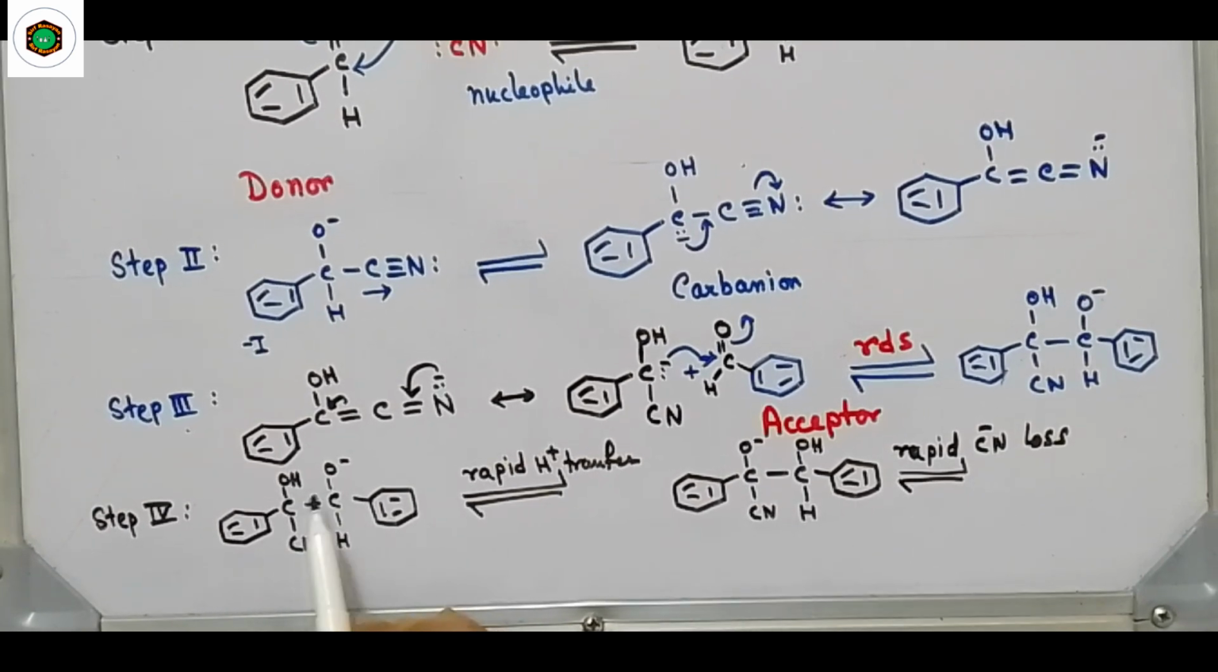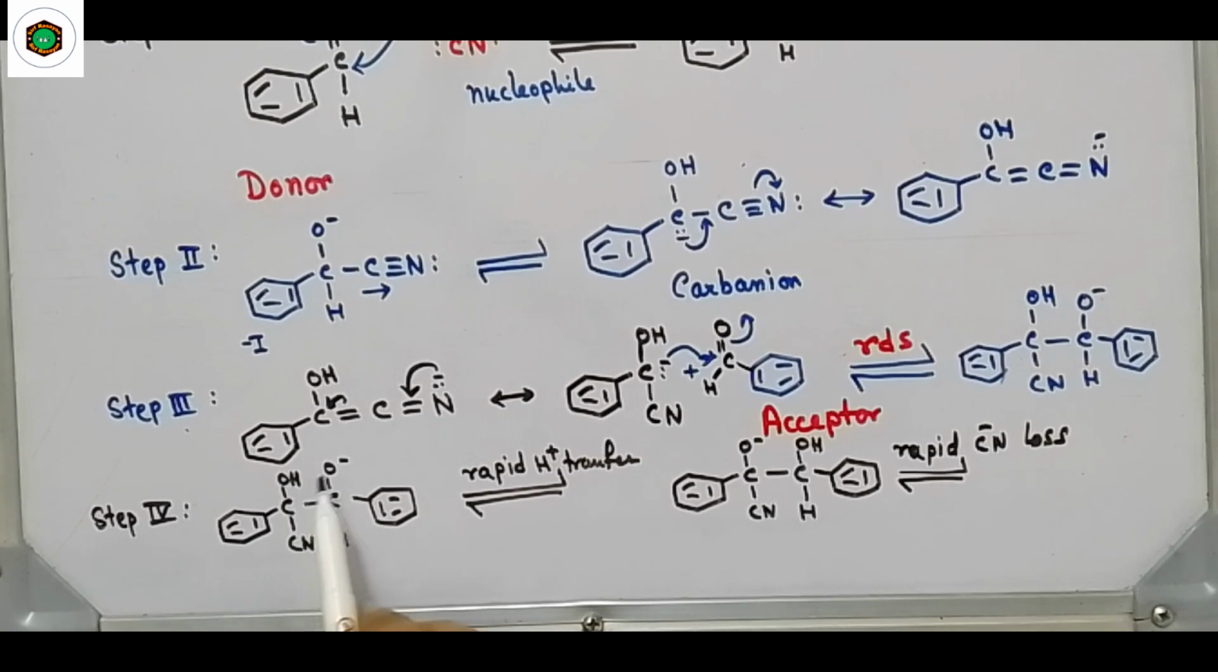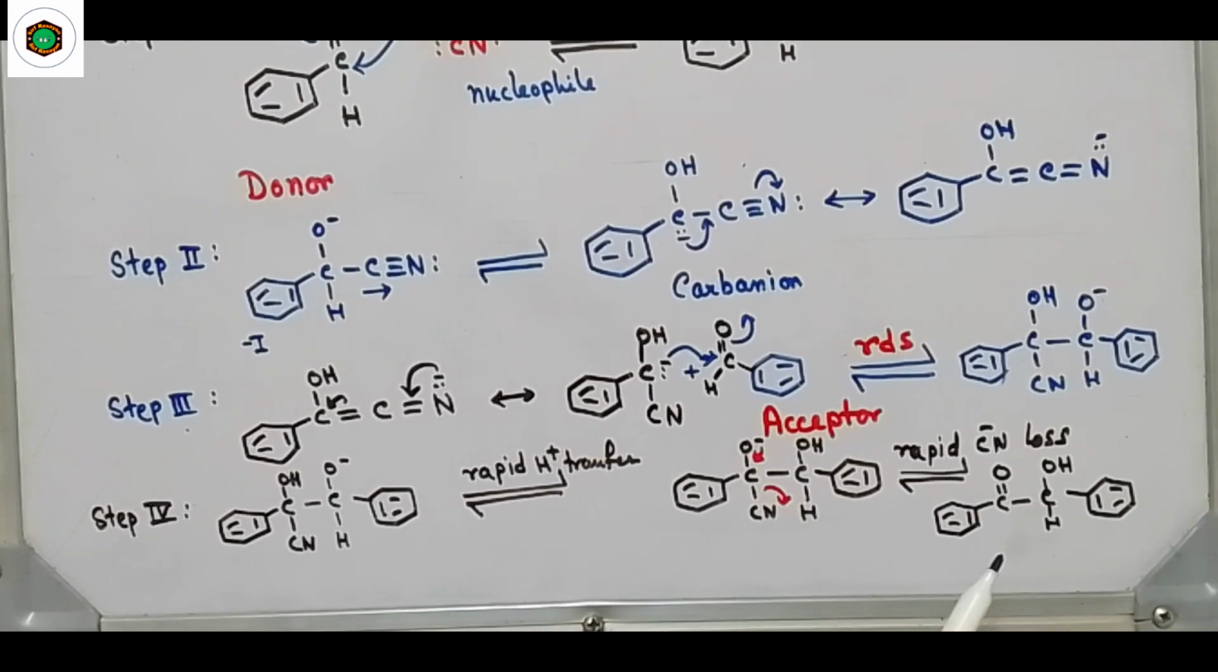So now what will happen? Here acid base reaction will take place. This is base, this is acidic hydrogen. So rapid transfer of H plus from here to here will take place. Then what will happen? You know cyanide is a good leaving group. So rapid loss of cyanide will take place. So we will get here our final product, benzoin.